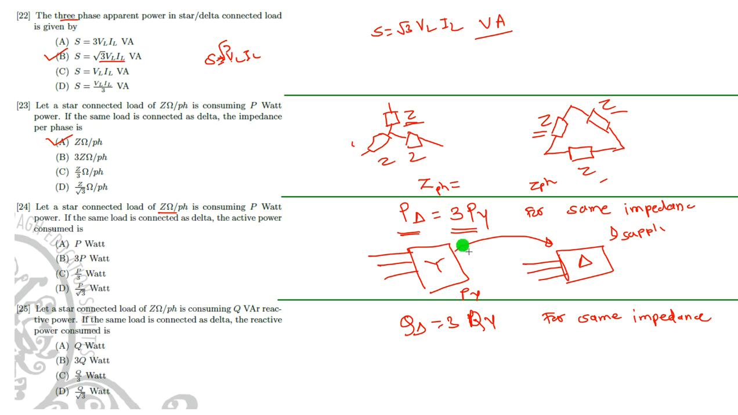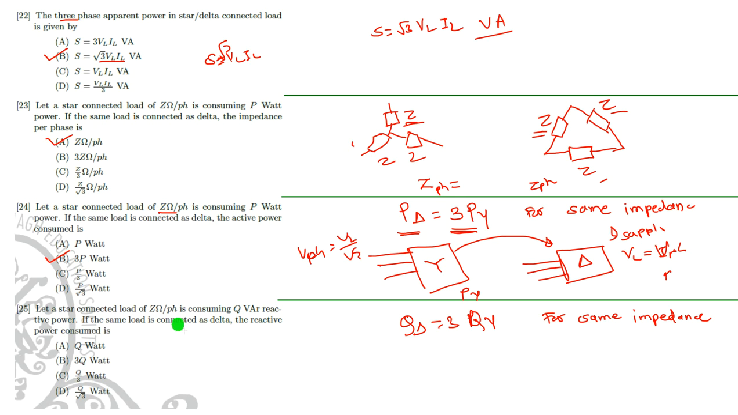The load is the same, but what is happening here? In star, phase voltages are line values divided by root 3, but here VL is equal to VPH, so correspondingly the current also increases by root 3 times. Hence the total power consumed in delta is 3 times the power consumed in star for the same impedance. So the power consumed is 3P.